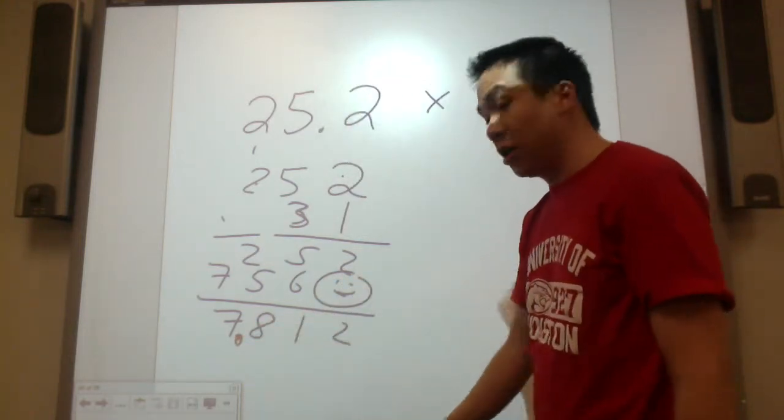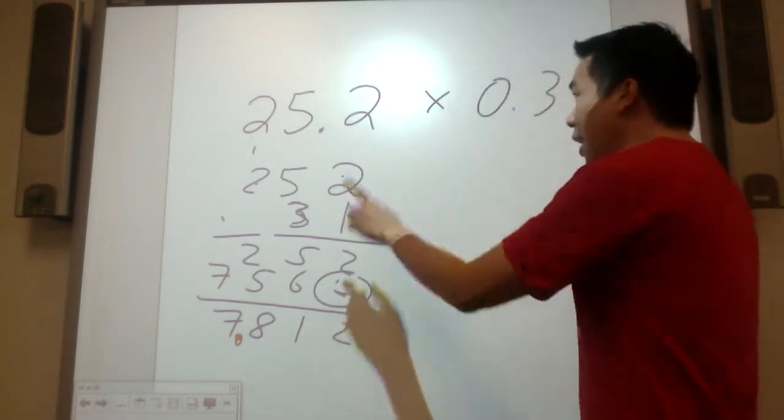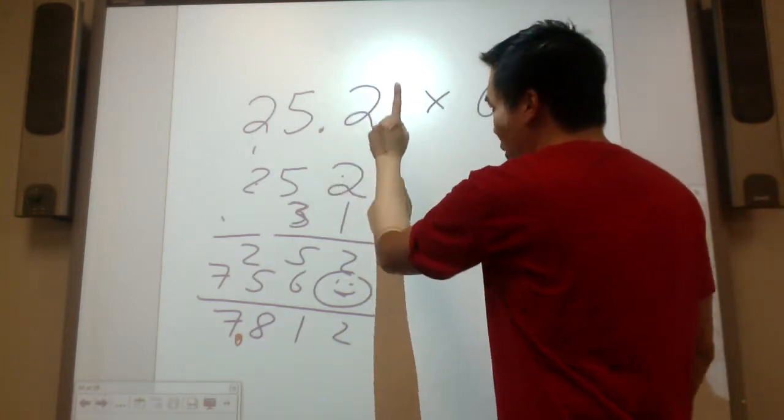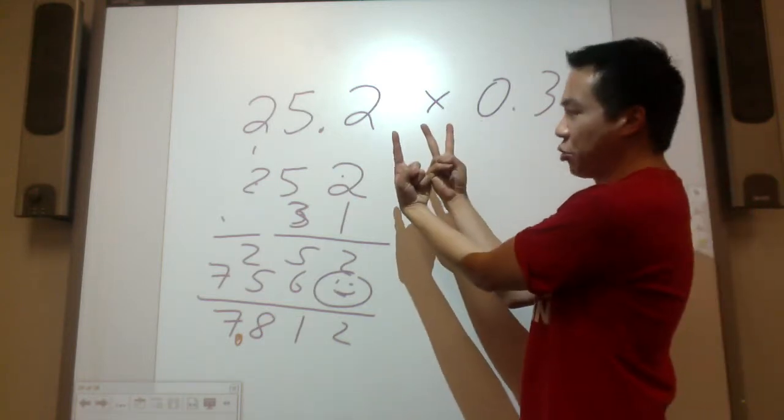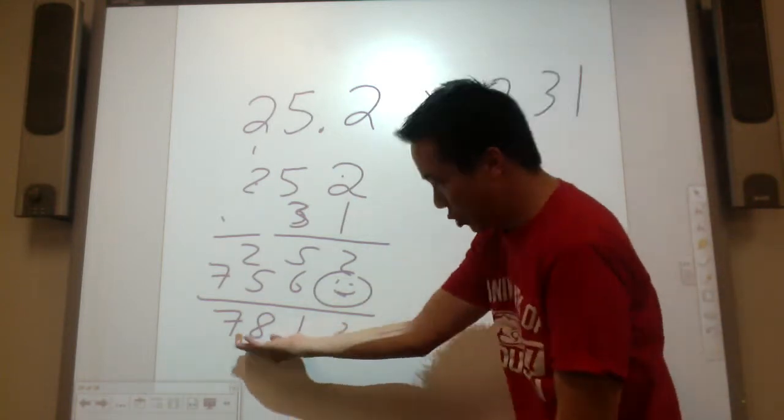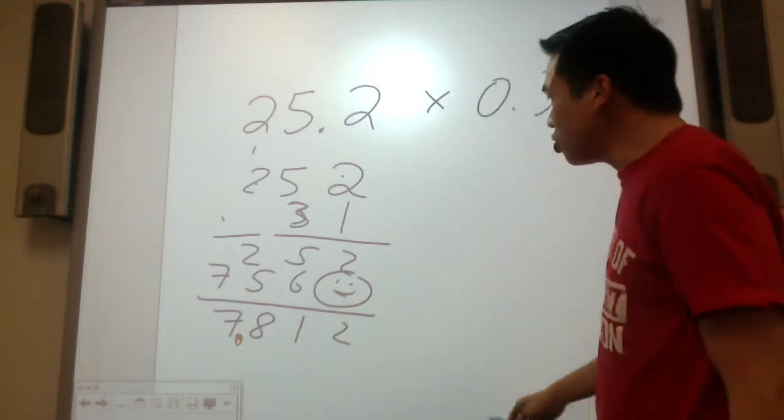I put it between the 7 and 8. That's the thousandths place. Or another way you can do it is this way. How many digits are behind the decimal point? 1 digit. How many digits are behind this one? 2 digits. So there are 3 digits behind the decimal point. Are there 3 digits? There are. I also teach it this way.